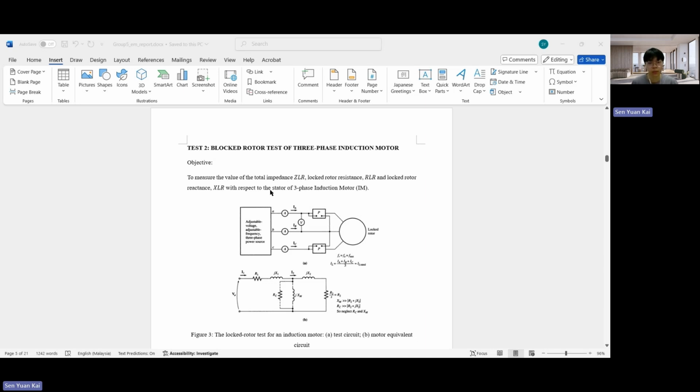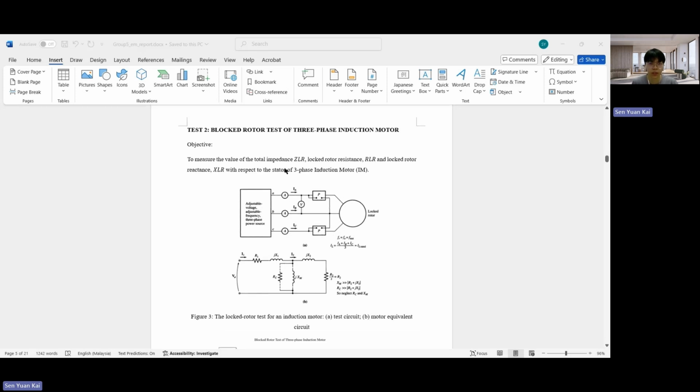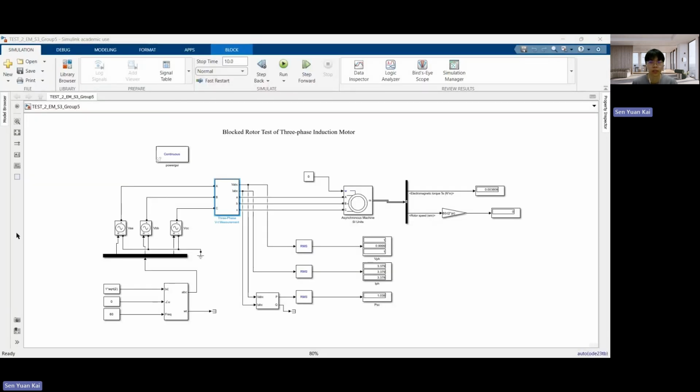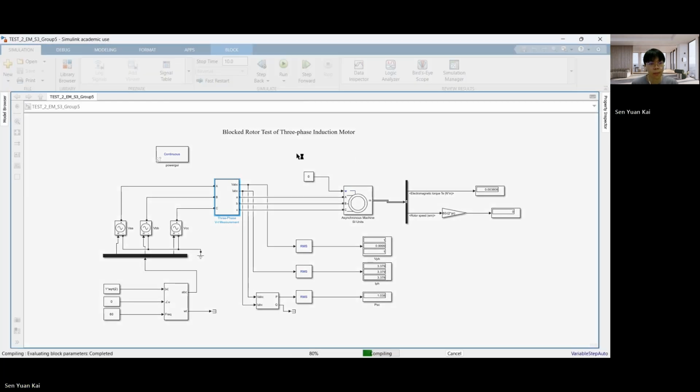The blocked rotor test, also known as the locked rotor test of a three-phase induction motor, is usually used to determine the key short circuit parameters of the motor, especially those related to the equivalent circuit and starting performance. Now I will show the Simulink of this test 2. This one is for the test 2 simulation, and then I will run this.